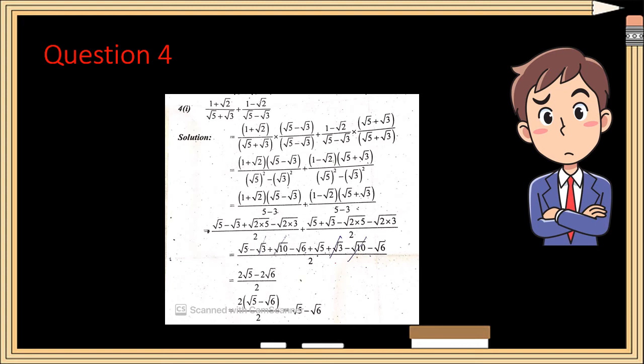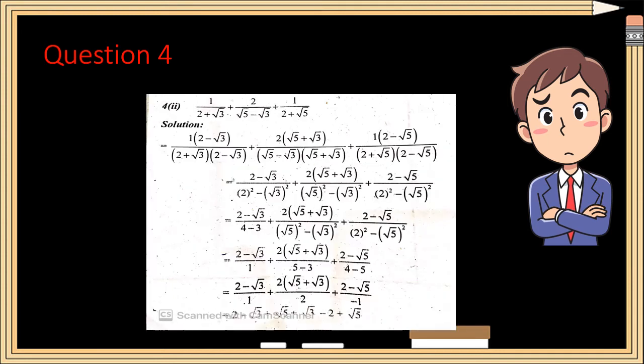You will cancel the terms that have the opposite sign, and you will get 2 square root of 5 minus 2 square root of 6 divided by 2. Now in the numerator you can see that 2 is common, so we are taking 2 as a common term, and 2 will be cancelled with the denominator. So you will only get square root of 5 minus square root of 6 as an answer.